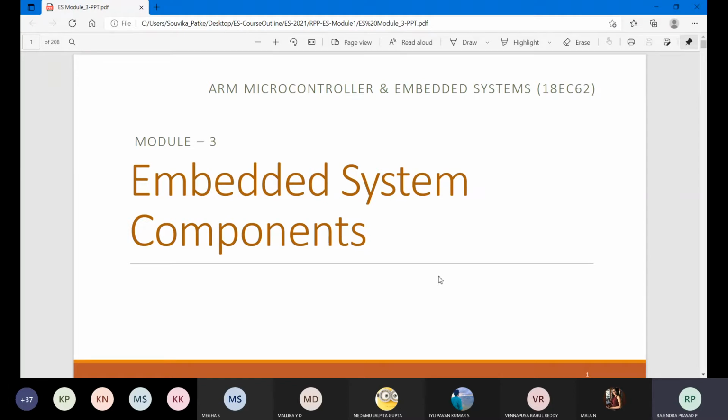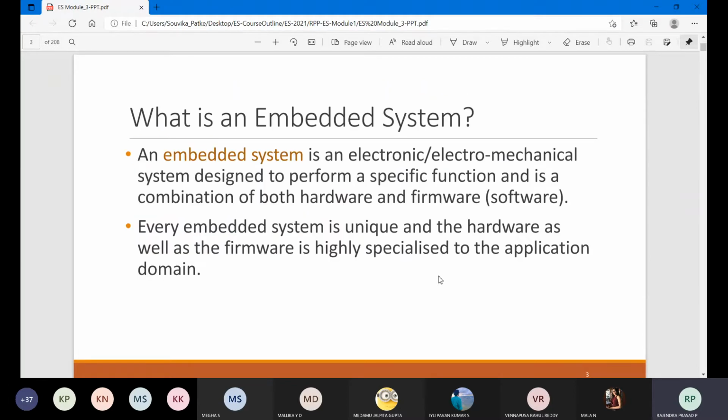So, embedded system components. We will first start with the introduction. What is an embedded system? An embedded system is an electronic or electromechanical system designed to perform a specific function and is a combination of both hardware and firmware, which we also call software. Every embedded system is unique, and the hardware as well as the firmware is highly specialized to the application domain.